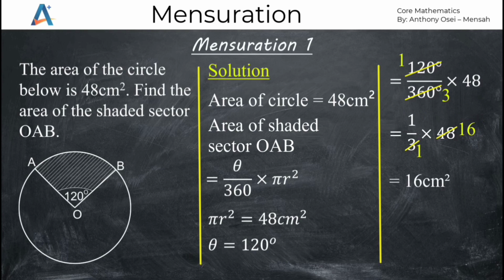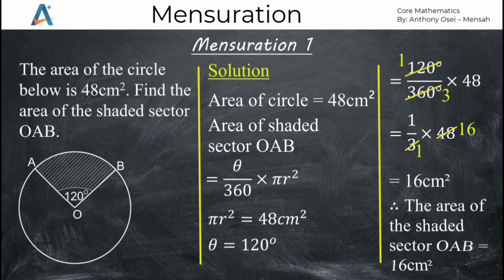So therefore, the area of the shaded sector OAB is 16 centimeters squared. So go through this very well. This is a little bit tricky because the radius was not given, but fortunately the area of the circle was given as 48, and this formula for area of the sector is having the area of the circle multiplying theta over 360. So you just multiply it by 48.